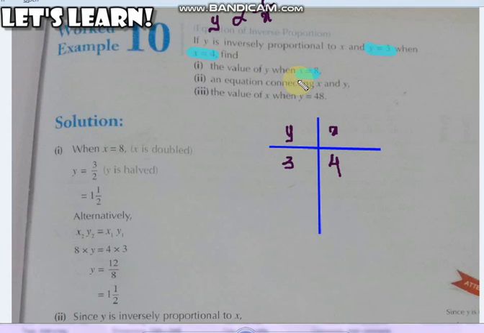In the question we are told the value of x. x की वैल्यू पे क्या है हमारे पास? x की वैल्यू हमारे पास 8 है. और हमें क्या फाइंड करना है? We need to find the value of y.